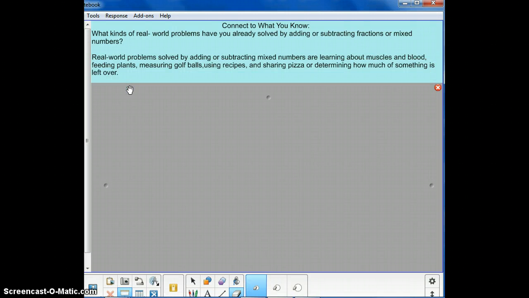Real-world problems solved by adding or subtracting mixed numbers are learning about muscles and blood, feeding plants, measuring golf balls, using recipes, and sharing pizza, or determining how much of something is left over.